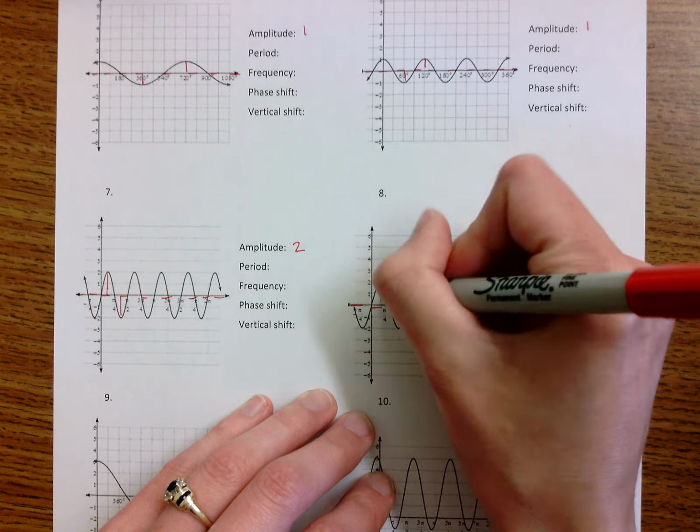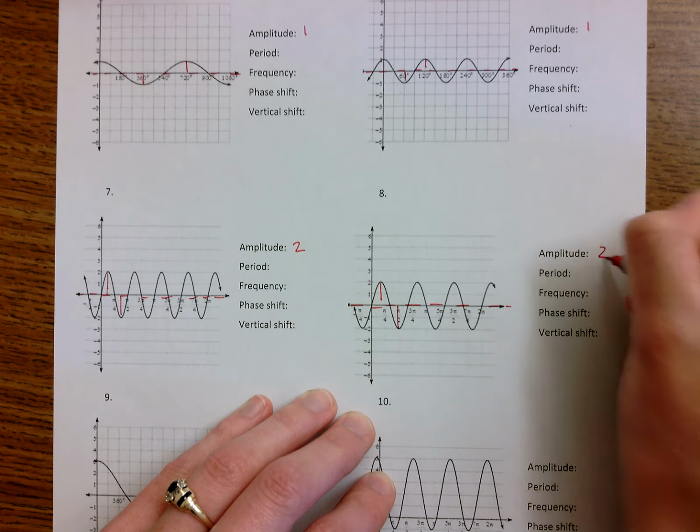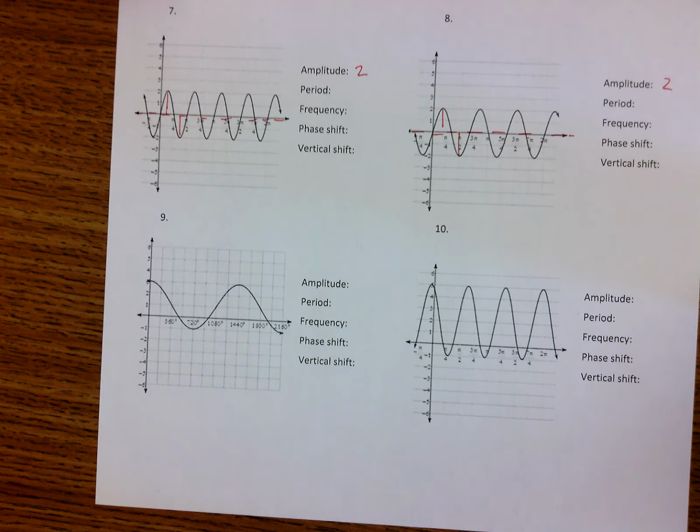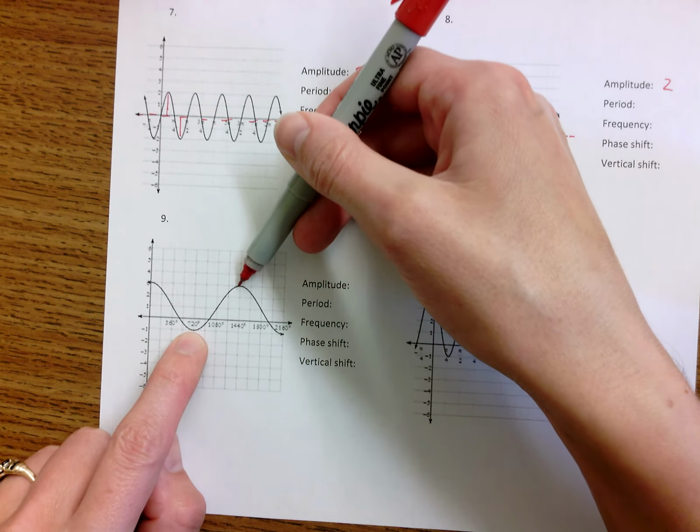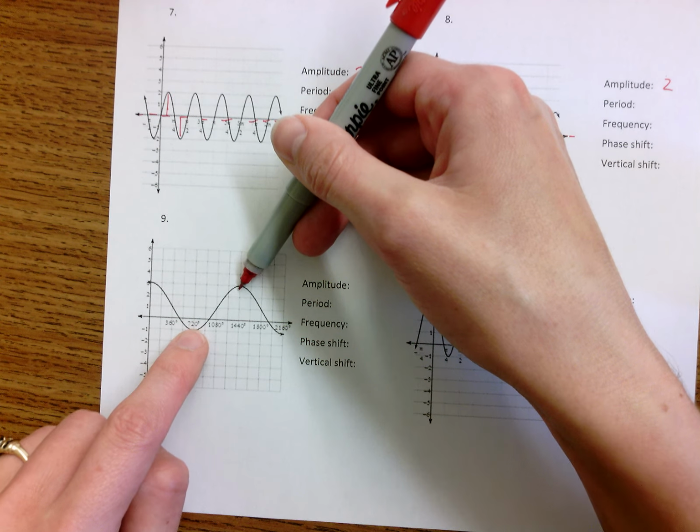All right, and my amplitude is also 2. All right, and these last 2, the only thing that's different about these is that our midline is not in the same spot. All the ones we've done so far, the midline's been on the x-axis. This one, it's not. So you're just going to have to look at it and figure out, okay, here's my peaks and my valleys. Where's the halfway point between those, right?